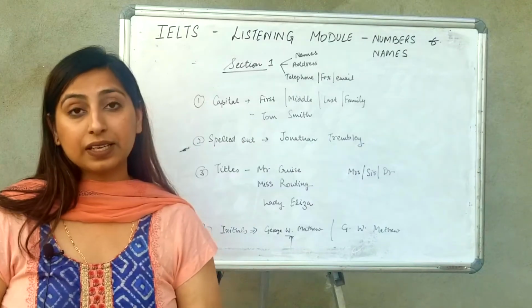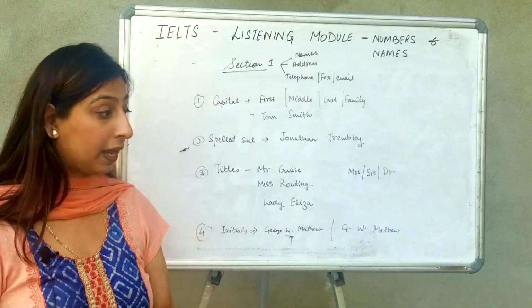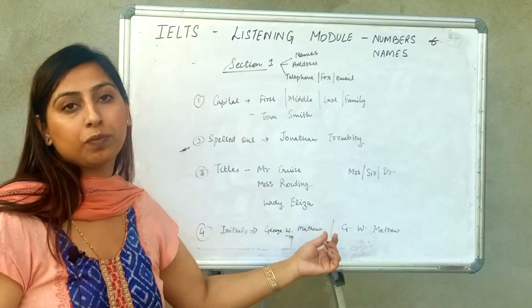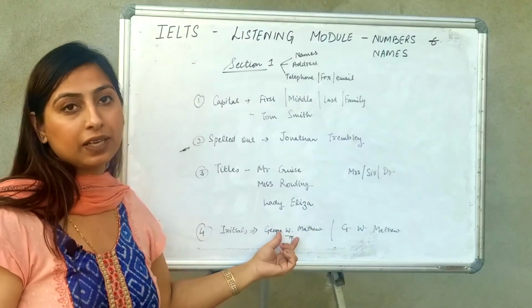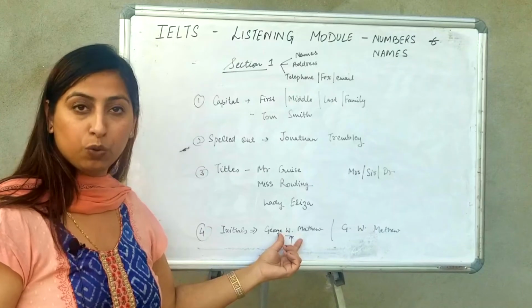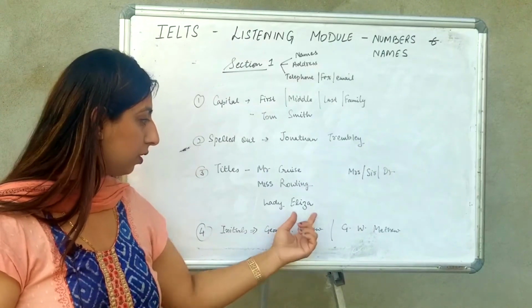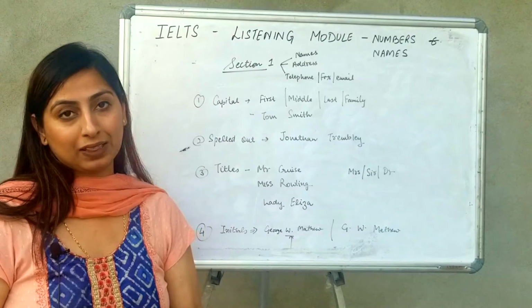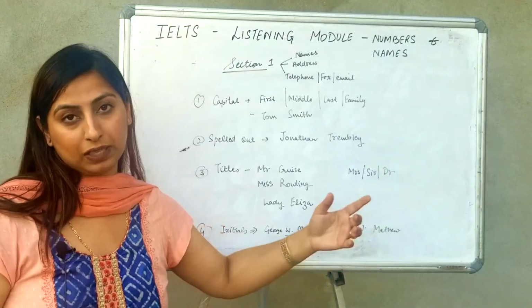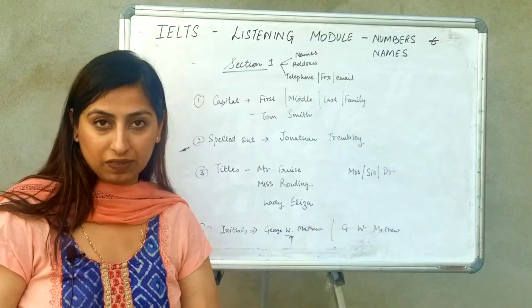The last point is initials. Sometimes there is a name like George W. Matthew. Here W is a middle name but it's in the initial form, so only W is written with a dot. So he may say that the name was G. W. Matthew. So G.W. Matthew. This is the form in which you need to give the answer.